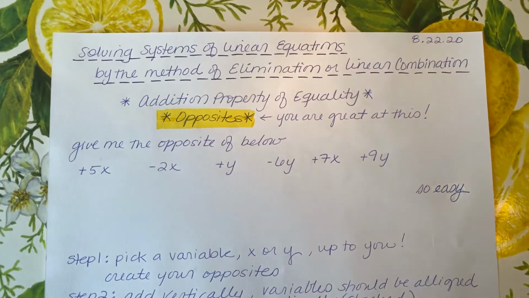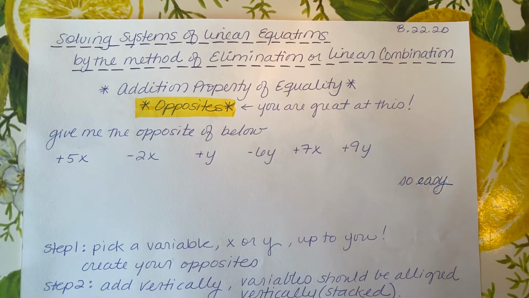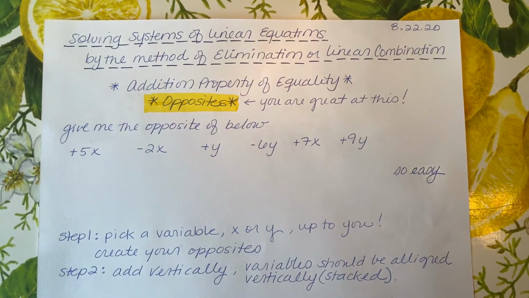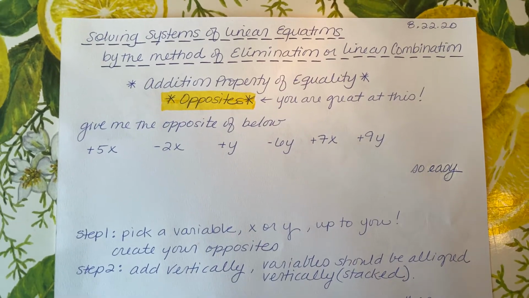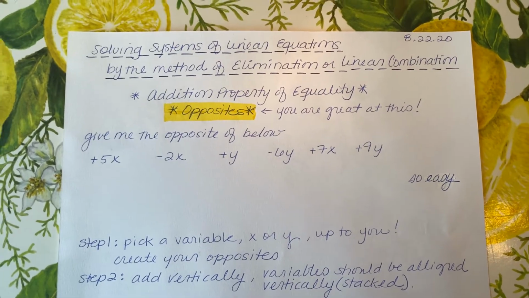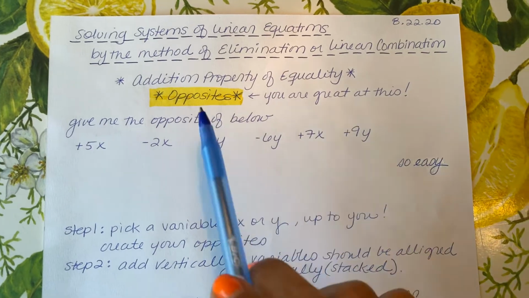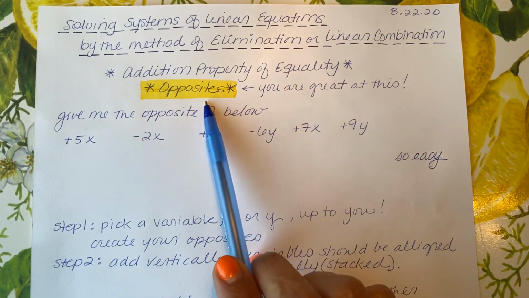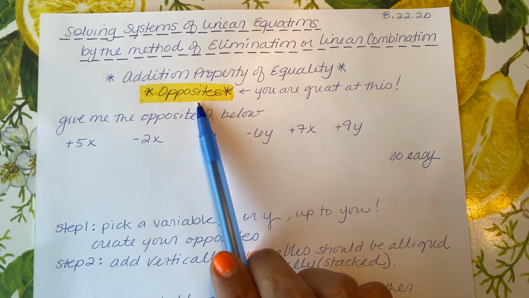Okay, here we go. We're going to be solving systems of linear equations by the method of elimination or linear combination. They mean the same method. So elimination or linear combination, if you were to Google that or put that in Khan Academy, it's the same method. Okay, we're using the addition property of equality. Okay, opposites, you so master and understand the concept of opposites, right?